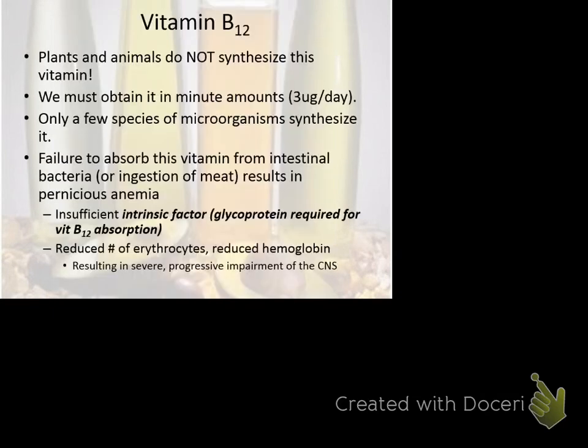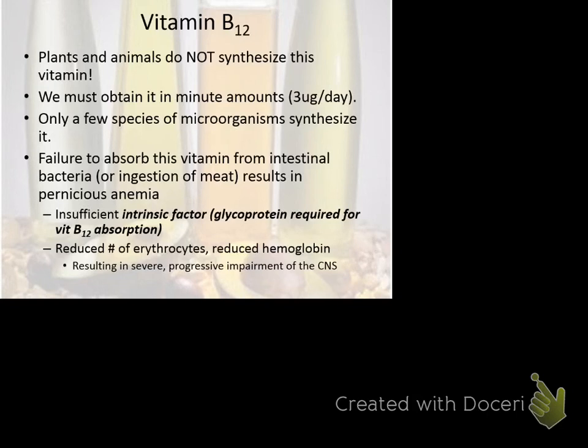And then finally, plants and animals do not synthesize this vitamin. Okay, we have to obtain it in minute amounts. There are only like 3 micrograms per day, and there's only a handful of species that synthesize it, microorganisms. Okay, and so there are many instances where people fail to get this vitamin from intestinal bacteria or from ingesting meat, and you get what's called pernicious anemia.